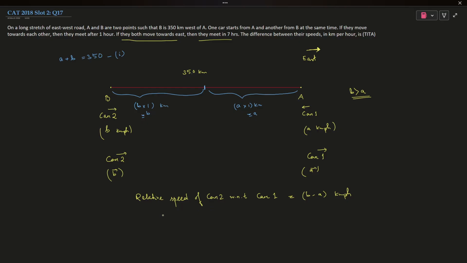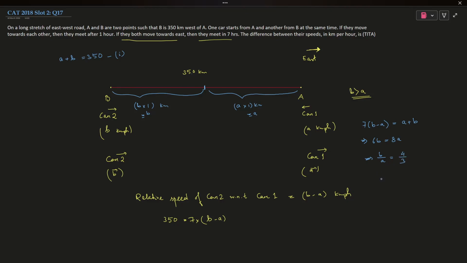That means the distance is 350 kilometers. So B must travel a distance of 350 kilometers in 7 hours to meet A at a speed of B minus A. From here I have 350 on both the sides, so I can say 7 times (B minus A) is equal to A plus B. Both are equal to 350, so 7B minus 7A equals A plus B, so 6B is equal to 8A. From here I will get B by A is equal to 8 by 6, so 4 by 3.